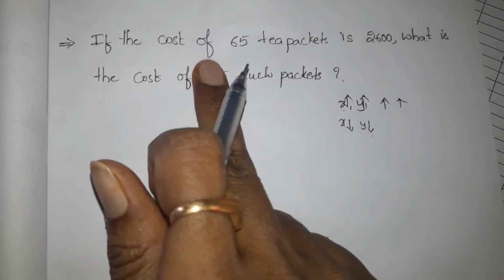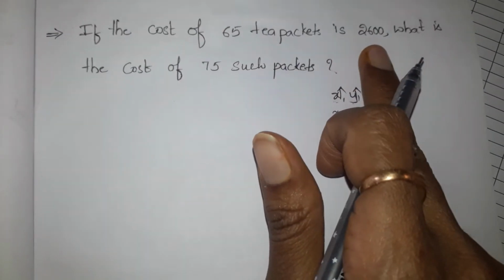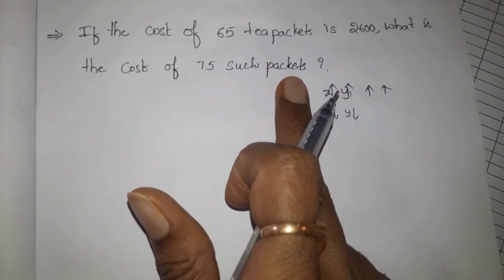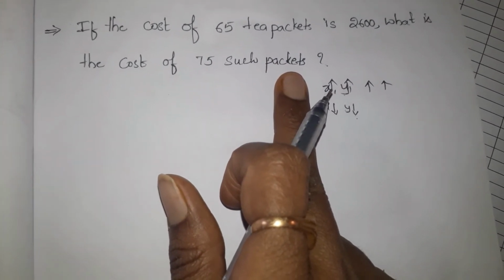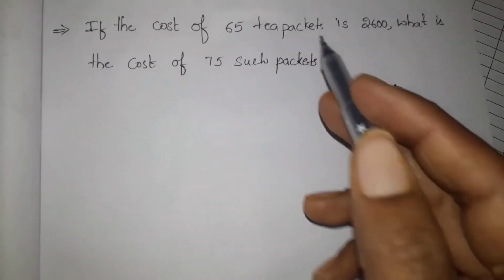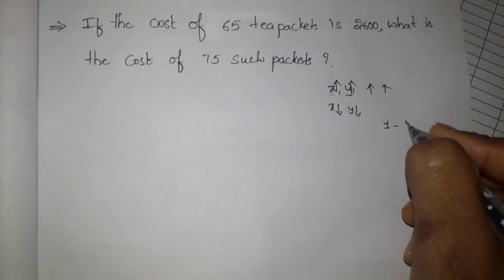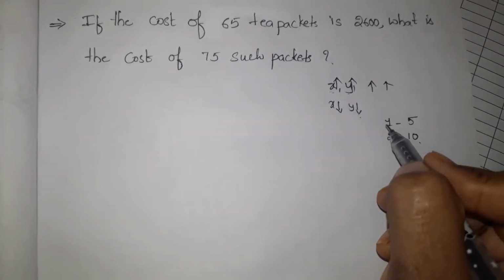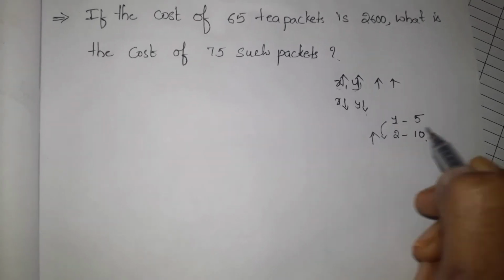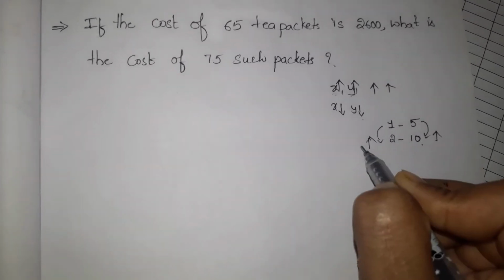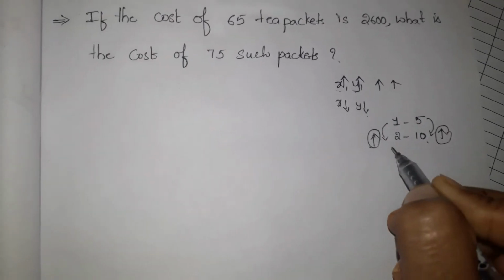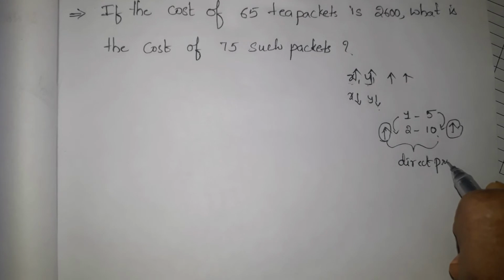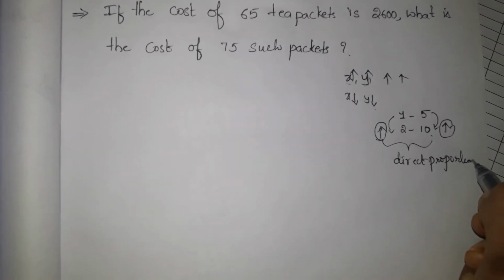If the cost of 65 tea packets is 2600, what is the cost of 75 such packets? Observe, are they in direct proportion? If the cost of one packet is 5 rupees, the cost of two packets will be 10 rupees, right? It means when the quantity increases, the cost also increases. So they are increasing together, right? So they are in direct proportion.